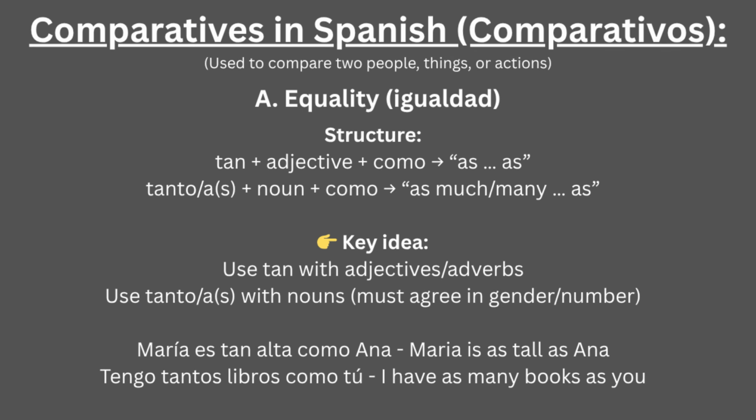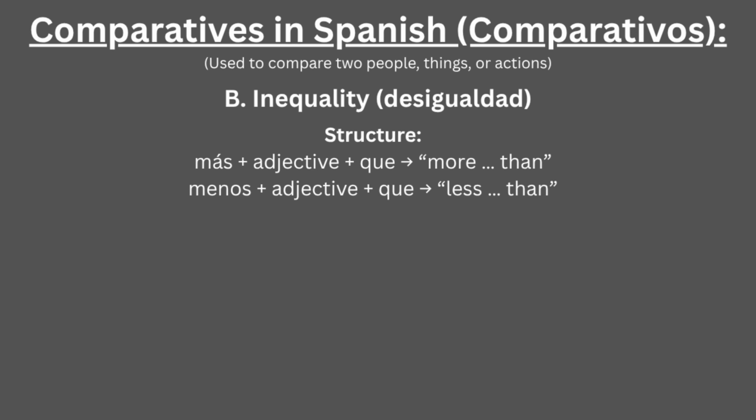Now, let's see the second type, inequality. This type also has two patterns: más plus an adjective plus que, which makes more than, and menos plus an adjective plus que, making less than. This structure is very similar to English and is used a lot in spoken Spanish.